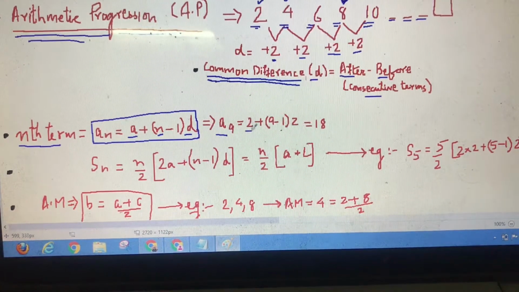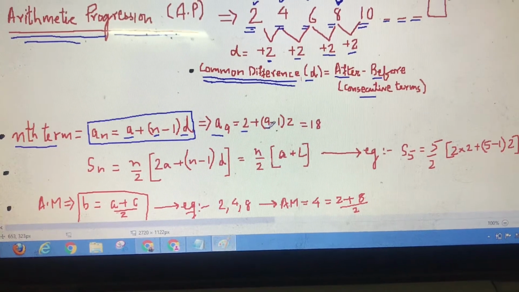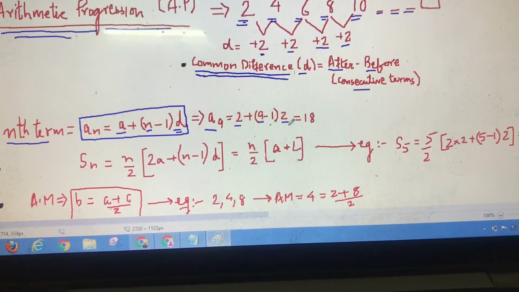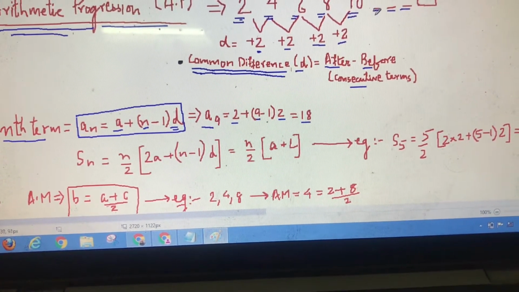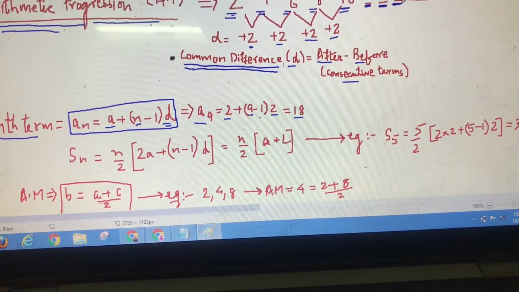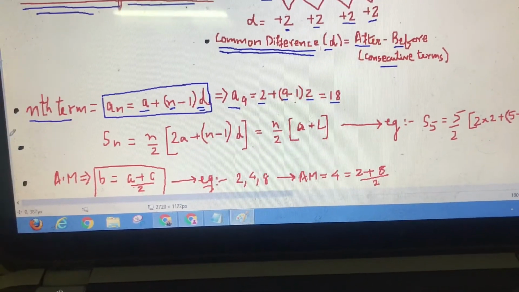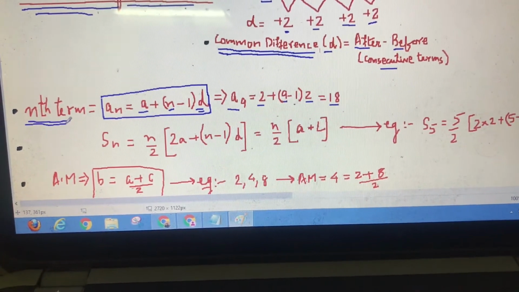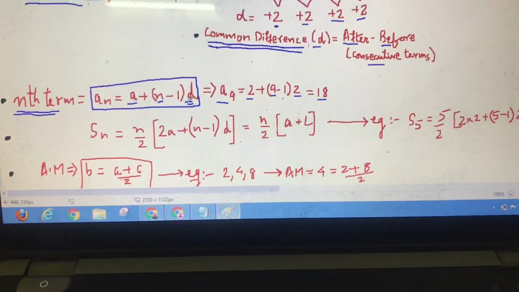Because we want to find the 9th term, a_9 is equal to a, the first term in the series, 2, plus n is 9 minus 1 into 2. What is 2? 2 was the difference. So 2 plus 9 minus 1 into 2 is 18. Also you can check: after 10, here it has to be 12, then 14, then 16, so here it has to be 18. So this was the formula for the nth term. Understood? To find the nth term in the arithmetic progression, a_n is equal to a plus n minus 1 into d. A is the first term, n is the number of terms, and d is the common difference.